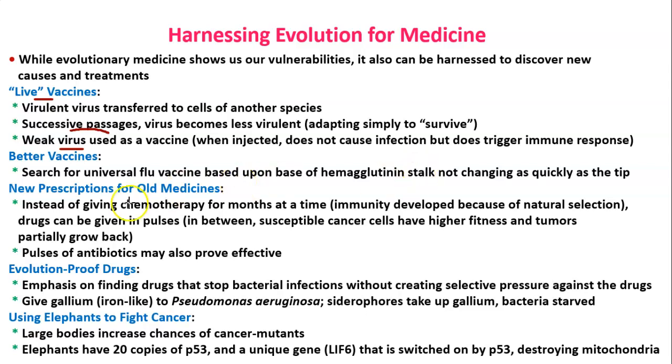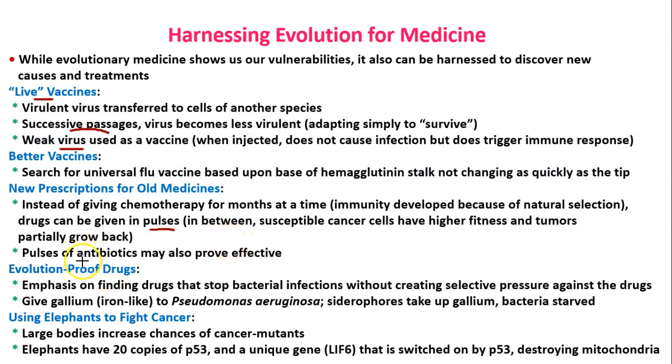How about new prescriptions for old medicines? So instead of giving chemotherapy for months at a time, because immunity develops in the cancer cells, and that immunity develops because of natural selection. We saw that a few slides back. Instead, drugs can be given in pulses. And in between those pulses of drugs, susceptible cancer cells, ones that are vulnerable to those drugs, have a higher fitness than those lines of cancer cells that have mutations that allow them to survive. And so the tumors partially grow back from those more susceptible cancer cells.